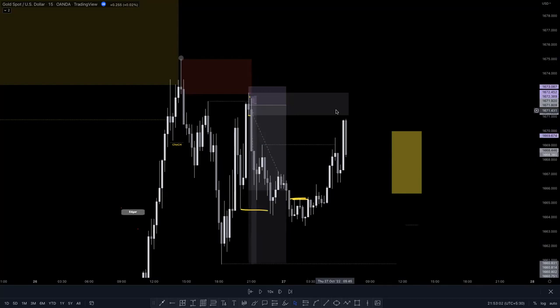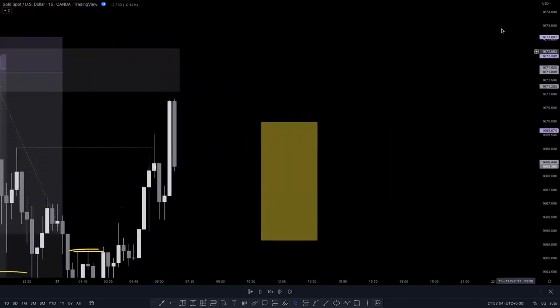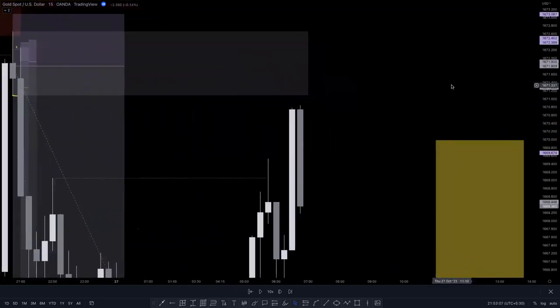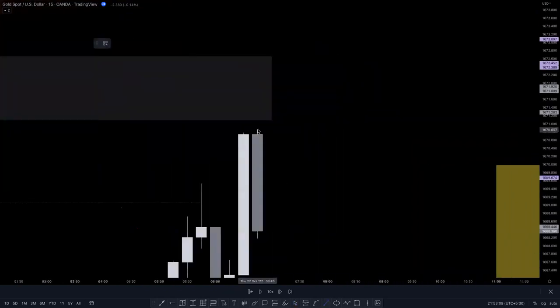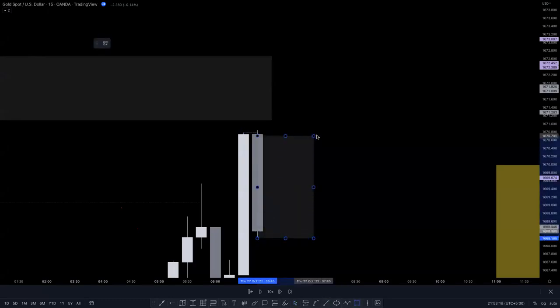The market does not tap here, but look at this candlestick here. Previous candles sweep here, right? It means this one took out the liquidity, and this entire zone acts like a single candle order block.